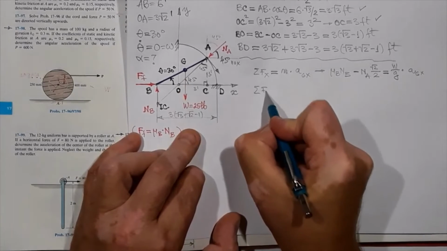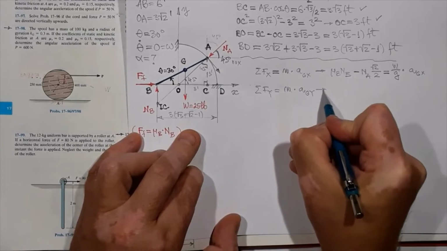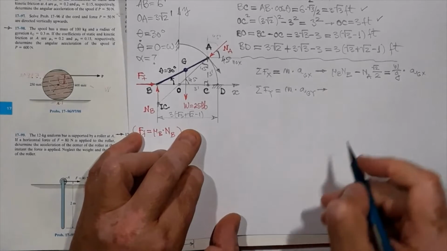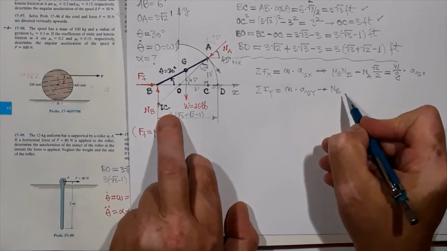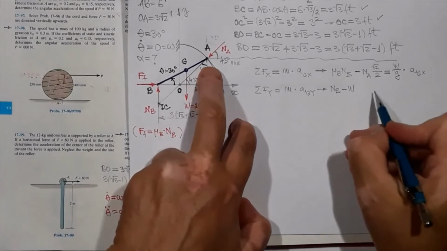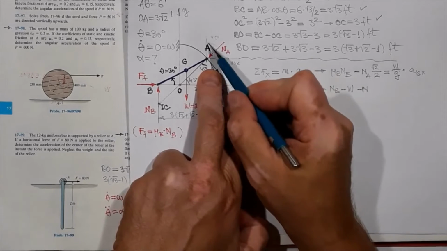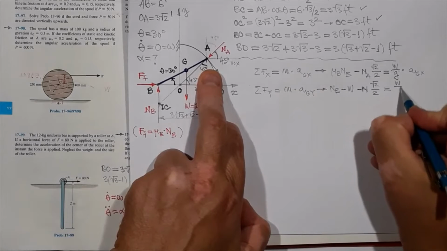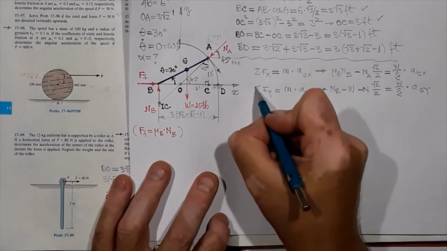Sum of forces in the Y direction equals mass times acceleration of G in the Y direction. Here we have NB positive up, and then I have negative W, and then negative NA sine of 45, if we're looking at this angle over the other is 45, and this will again be square root of 2 over 2, equals weight over g, that's mass in slugs, times acceleration of G in the Y direction. And then sum of moments.